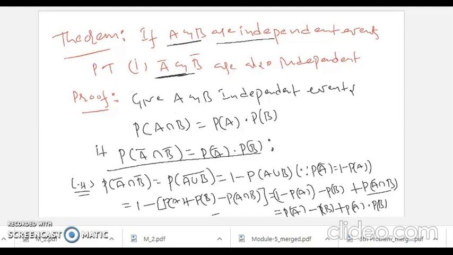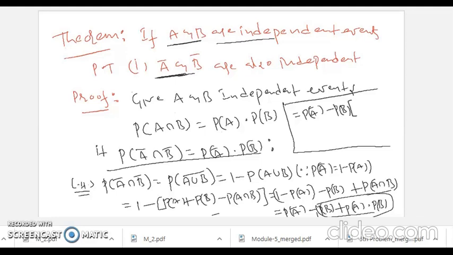Now P of A bar minus, from these two terms we take common P of B of 1 minus P of A. That is equal to P of A bar minus P of B. Here 1 minus P of A can be written as P of A bar.